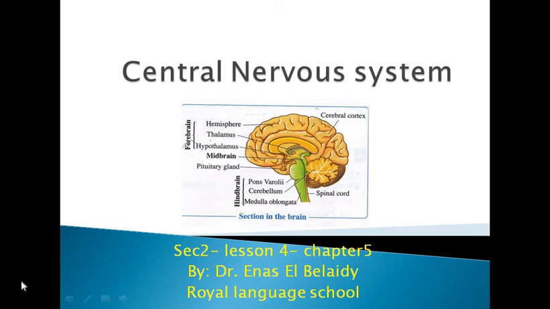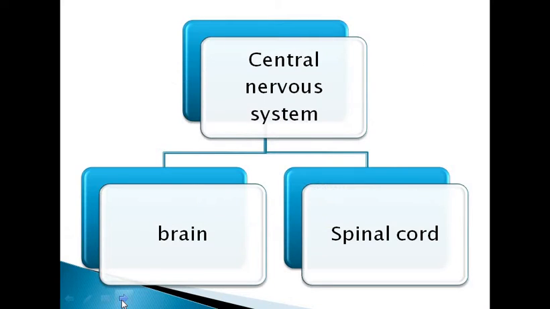Hello everybody. Today, inshallah, we'll talk about the central nervous system in human beings. The central nervous system is composed of two main parts, the brain and the spinal cord.